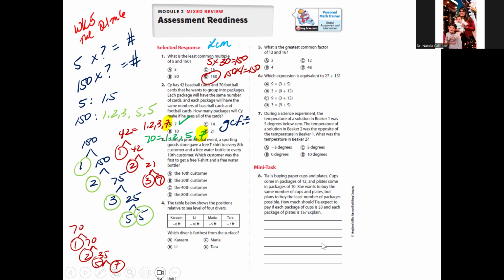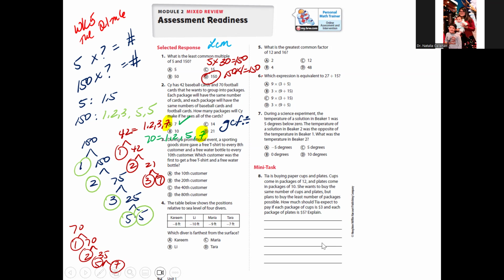Okay, number 3. Read number 3, please. Promotional event. A sporting goods store gave a free t-shirt to every 8th customer and a free water bottle to every 10th customer. Which customer was the first to get a free t-shirt and free water bottle? Okay, so you're looking for the lowest common multiple. Do you understand?